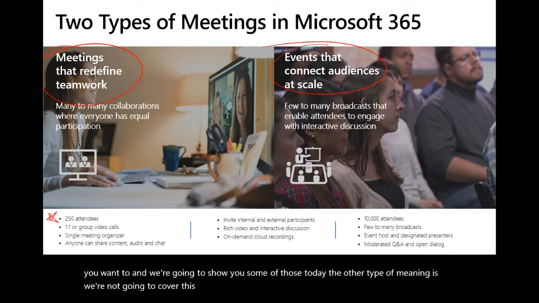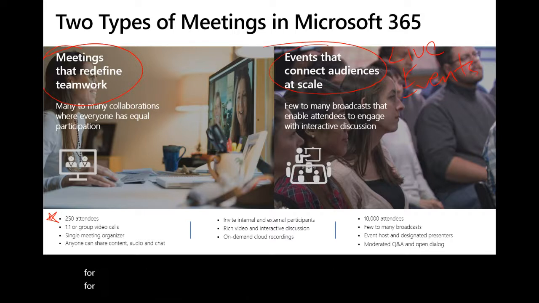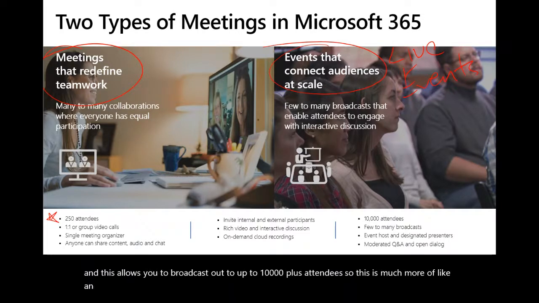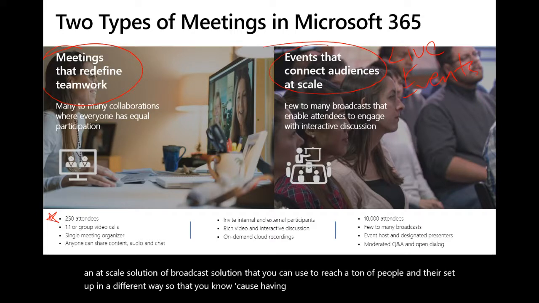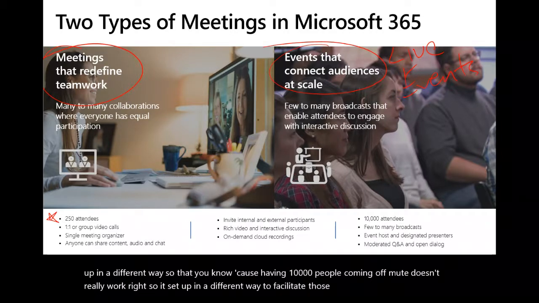The other type of meeting, which we're not going to cover today, is what we're actually using now. It's called Live Events for Teams. This allows you to broadcast out to 10,000 plus attendees. So this is much more of an at-scale broadcast solution that you can use to reach a ton of people. They're set up in a different way, because having 10,000 people coming off mute doesn't really work, right? So it's set up to facilitate those broader at-scale meetings.